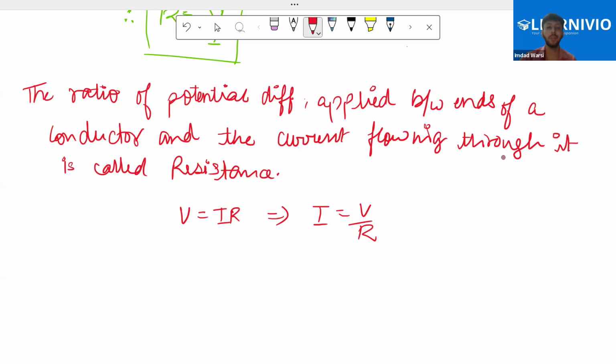The ratio of potential difference applied between the ends of a conductor and the current flowing through it is also called resistance. Now, if someone asks you how to define resistance, you can simply, from V is equal to IR, write R is equal to V by I, which means resistance in a conductor is simply the ratio of the potential difference between the ends of a conductor and the current flowing in that conductor. Simple?